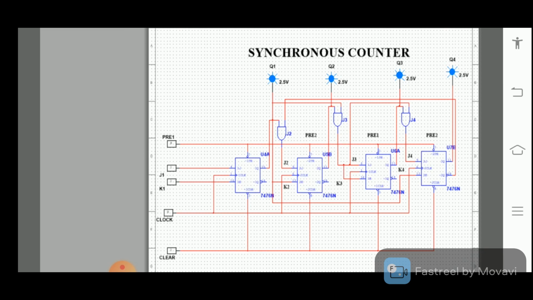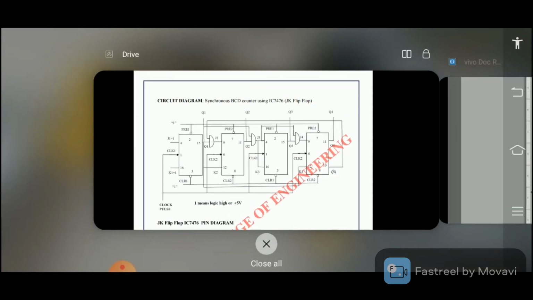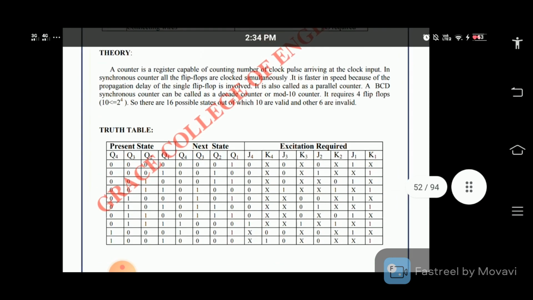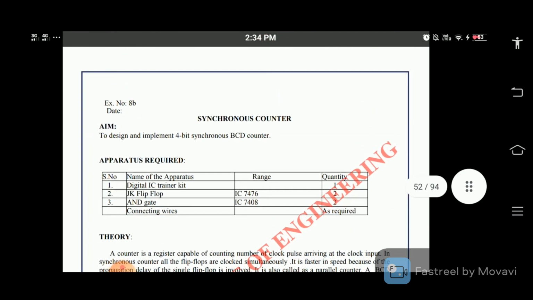So this is how we can verify the truth table of our synchronous counter. Hope you understand the circuit and everything of this experiment, and thank you.